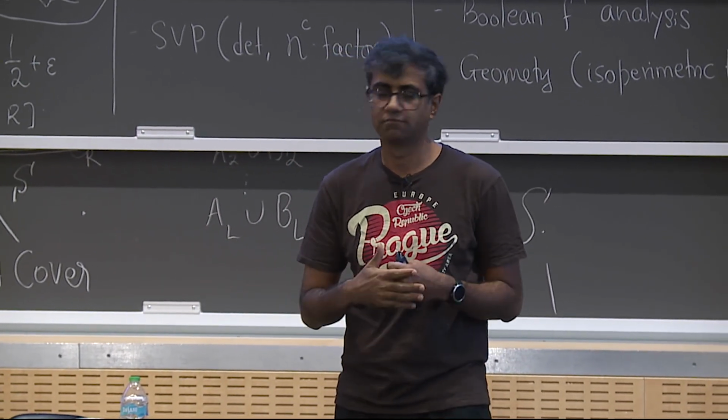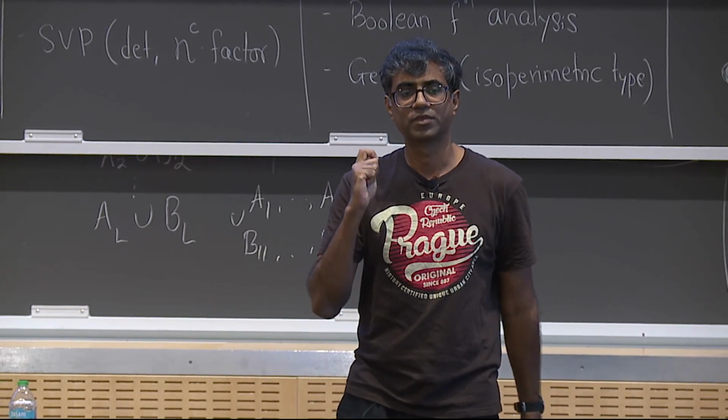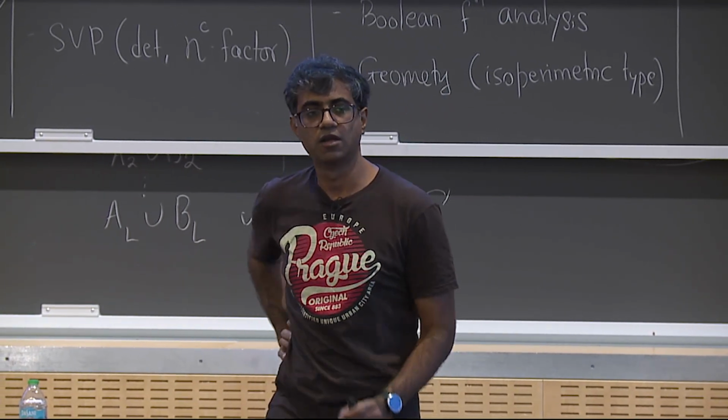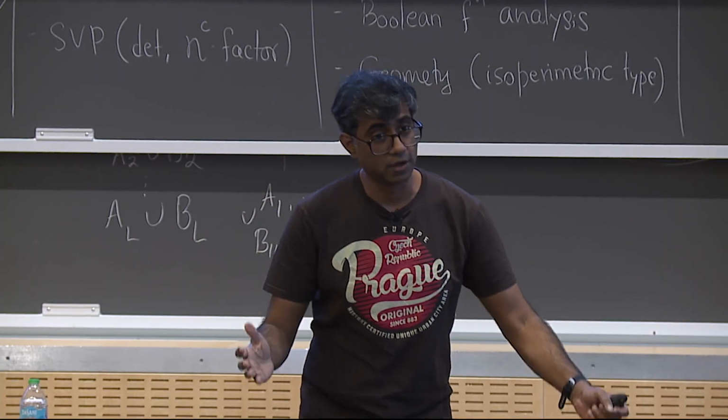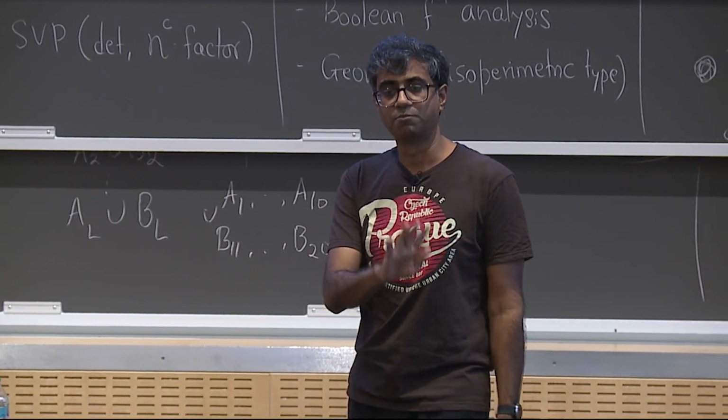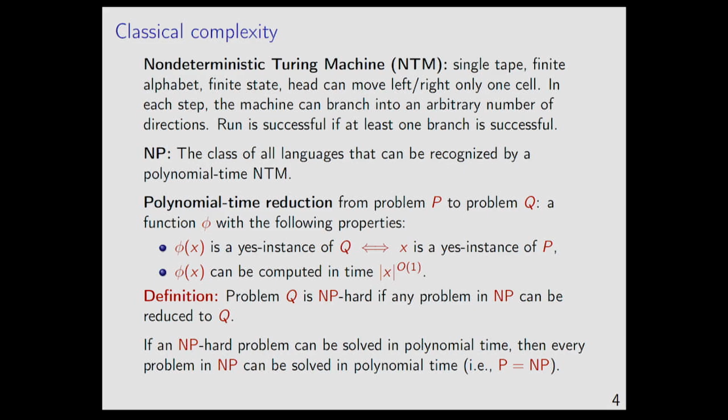And what is NP? It's the class of all languages that can be recognized by a polynomial time non-deterministic Turing machine. And what is a polynomial time reduction? A polynomial time reduction from a problem P to a problem Q is a function with the following property: it maps an instance of one problem to an instance of the other problem, such that a yes instance goes to a yes instance, and a no instance goes to a no instance, right? Unlike the reductions which Subhas was making, where a yes instance went to yes but a no instance still went to no, but a much worse no, here we are happy with a no just going to a normal no, okay?